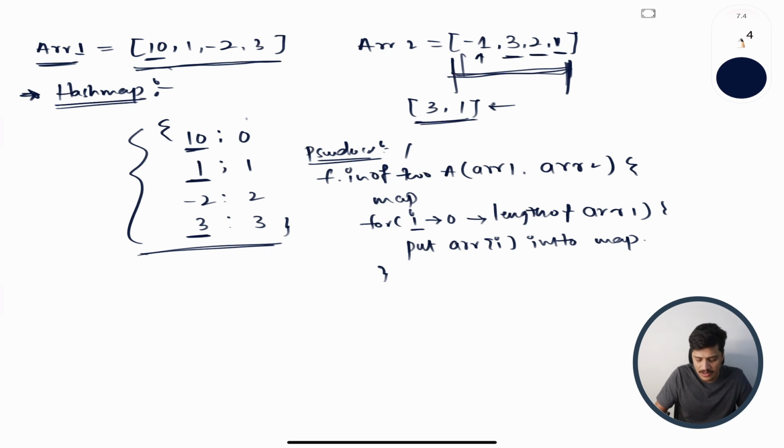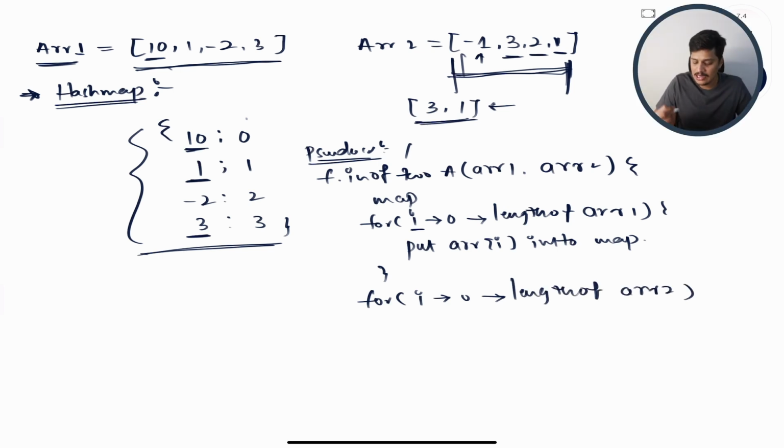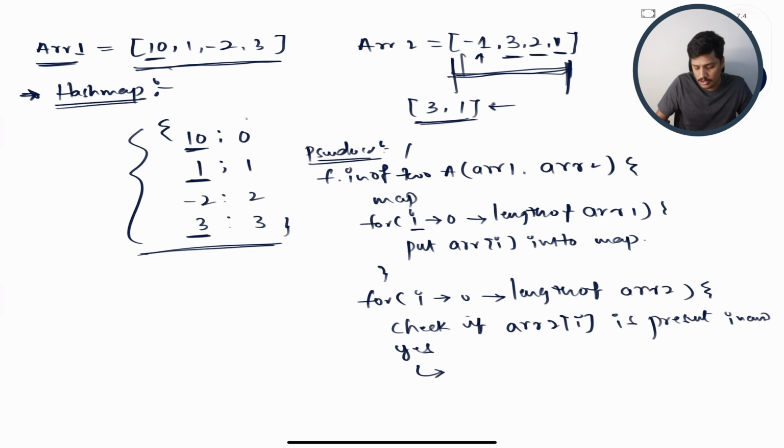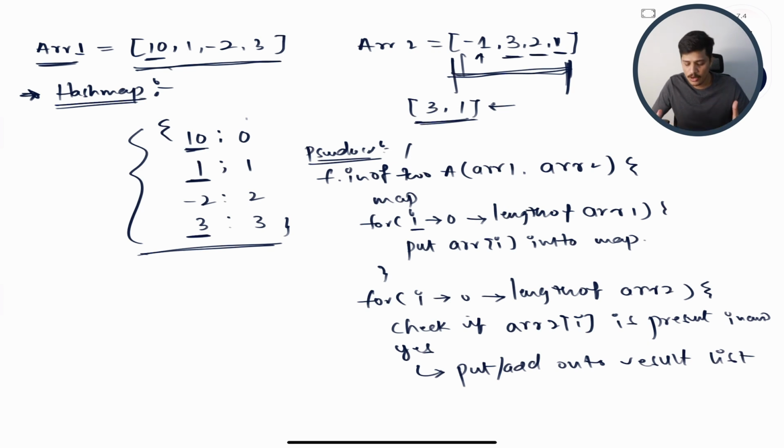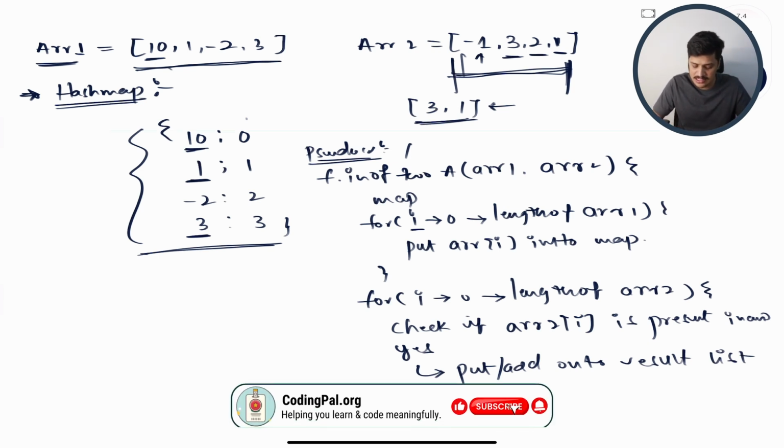Okay, so once this for loop is done, we will have all the keys in the map. Now we will iterate over another loop, 0 till length of array 2. Immediately we will check if array 2 of I is present in map. If yes, then add it on to a result list. If it is not there, then we don't even have to worry, we can simply move on. So this is the logic.